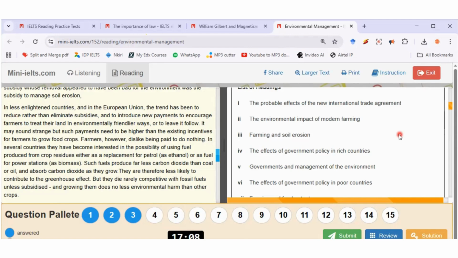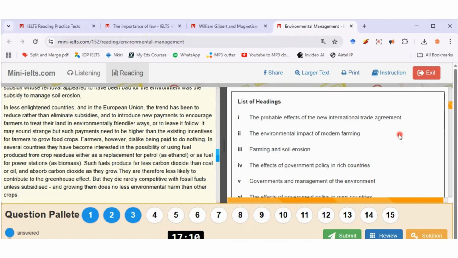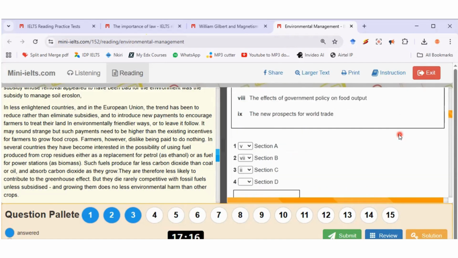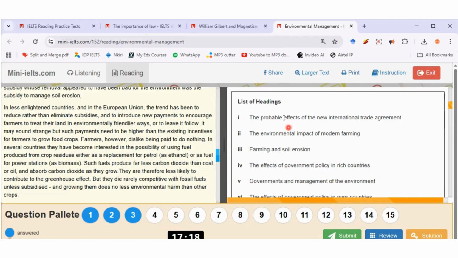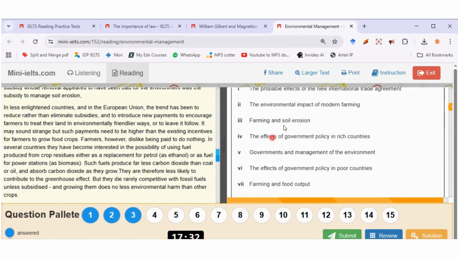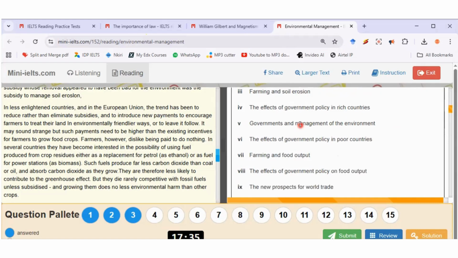Let's look at the list of statements and see what matches with what I just described for this section, section D, sorry. Look at it. Probable effect of, there's nothing like international trade agreement in what I just read now. Okay? The environmental impact of modern farming. What I'm seeing here is more of farm subsidies. I won't go for this one. I've even used this number 2. Number 3, there's nothing like soil erosion in what I just read now. Number 4, effect of government policies in rich countries.